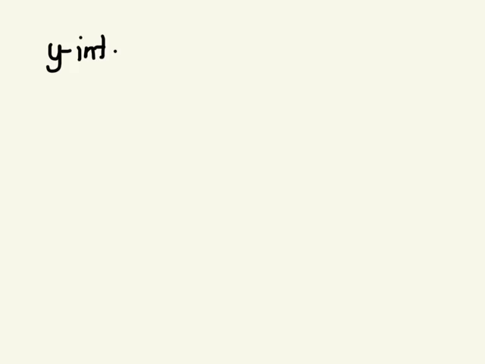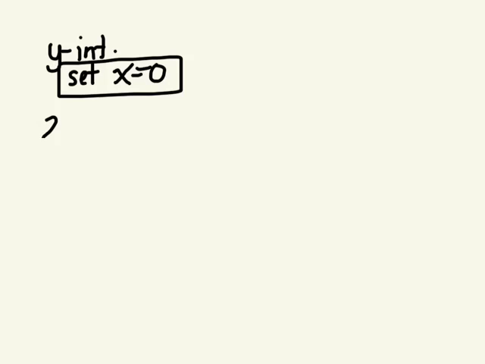How do you find the y-intercept? Yes? Putting the value for x. Good. We're going to set x equal to 0. Okay, so same equation, 2x, instead of x, that's going to be 0 plus 3 over 4 y equals 21.